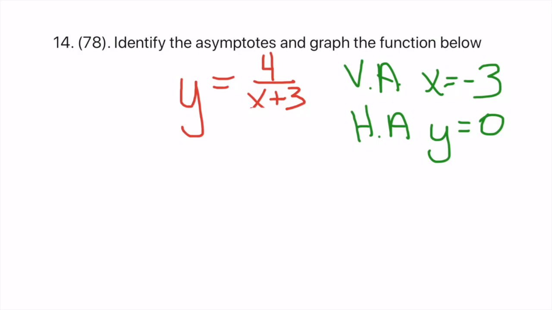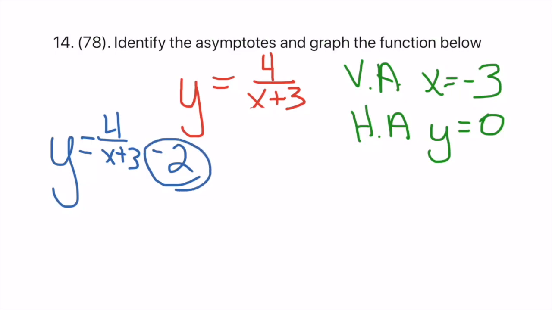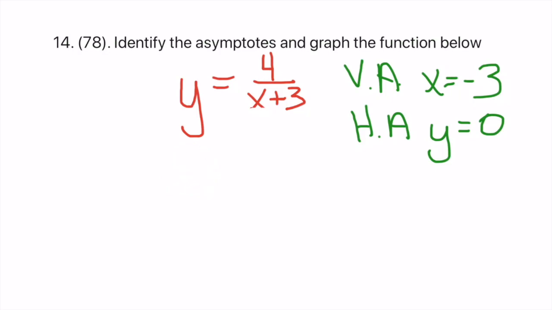So, for example, if you had y equals 4 over x plus 3 minus 2, your horizontal asymptote would have been -2. So just in case there's a problem like that where there is one, you can recognize what that is. But in this case, we don't have anything. So we are going to have to graph this.